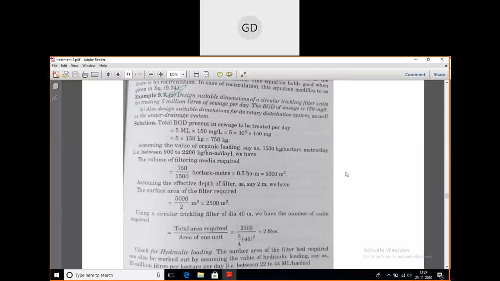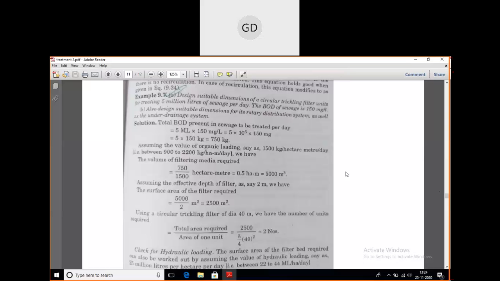Okay, to design a circular trickling filter, it is given that it is used for treating 5 million liters of sewage per day, and the BOD of the sewage is also given as 150 milligram per liter. The other part of the question is to design suitable dimensions for its rotary distribution system as well as the under drainage system. So there is a two-part question.